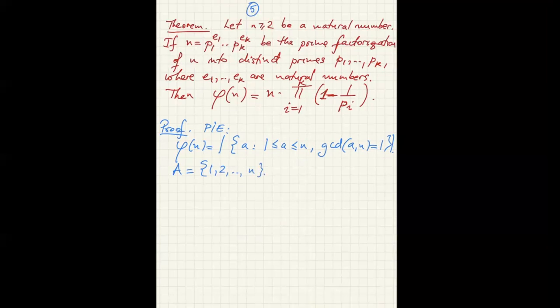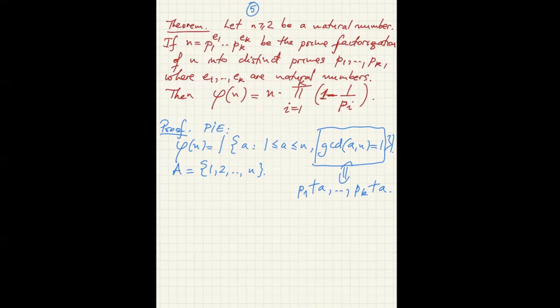And then we have to interpret this condition of GCD of A and n. So GCD of A and n is 1. That means it's equivalent to the fact that no prime from the prime factorization of n can divide A. So P1 doesn't divide A, all the way to PK doesn't divide A. So that's the equivalence between these two conditions.